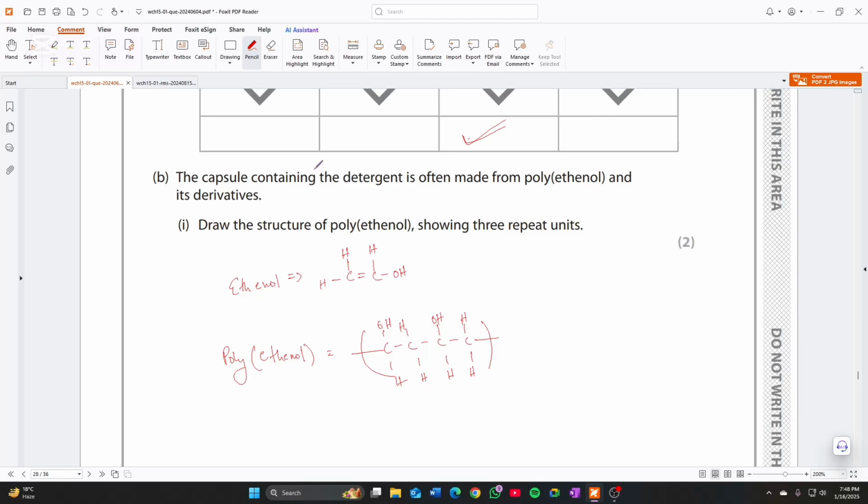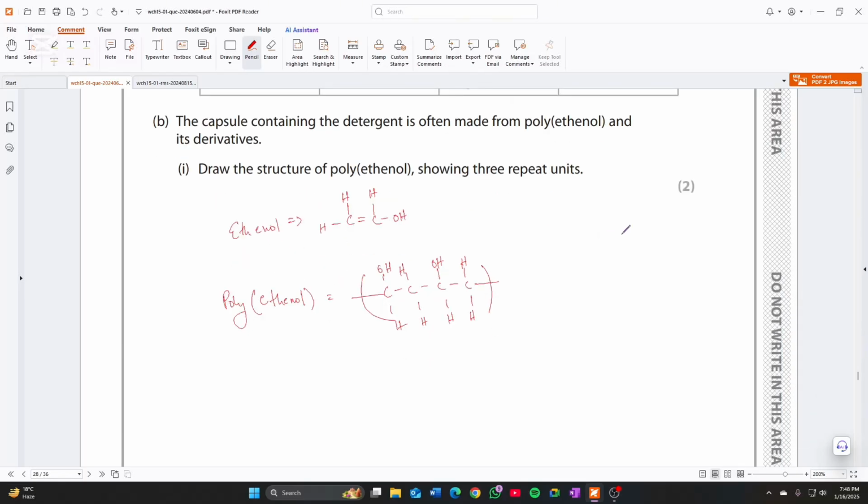Now for B, the capsule containing the detergent is often made from polyethanol and its derivatives. Draw the structure of polyethanol showing 3 repeating units. We were asked to show 3 repeating units. I'm sorry, I showed only 2. But if you continue this, so OH, H, C, H, H. This is 1 repeating unit. This is the second one, and this would be the third one.